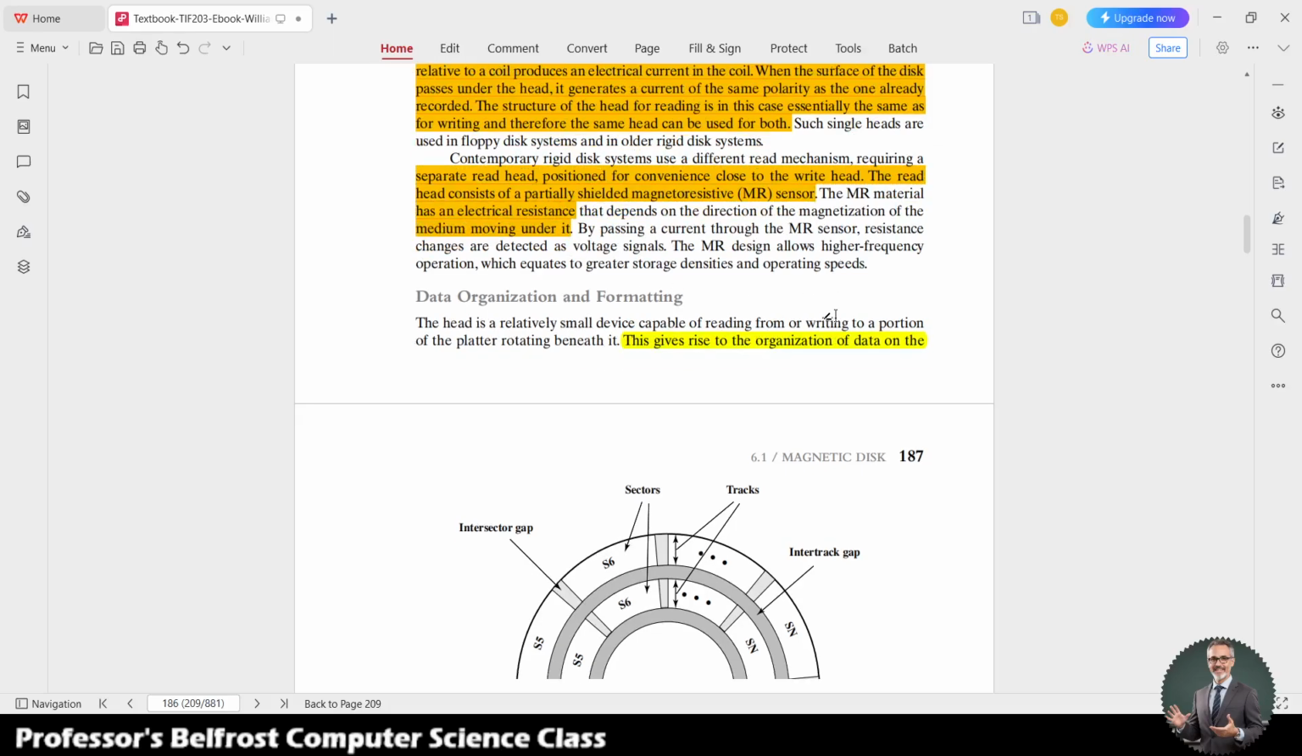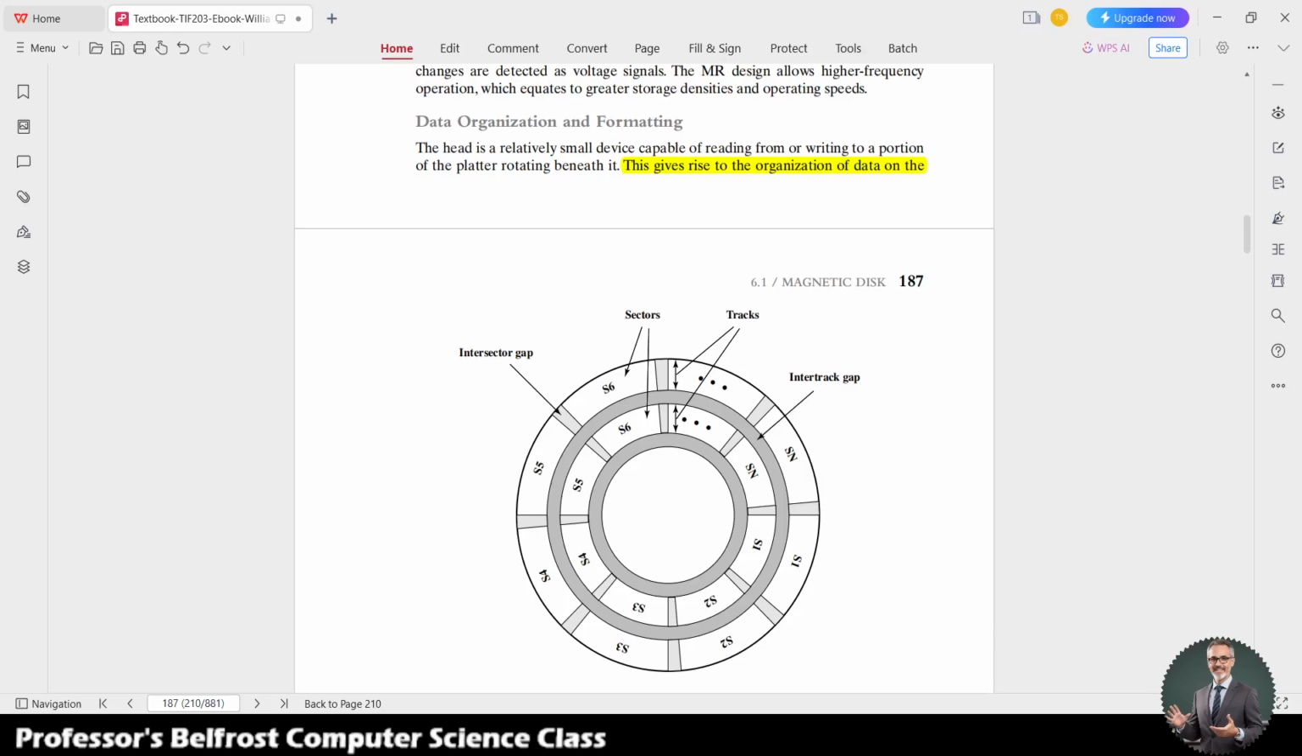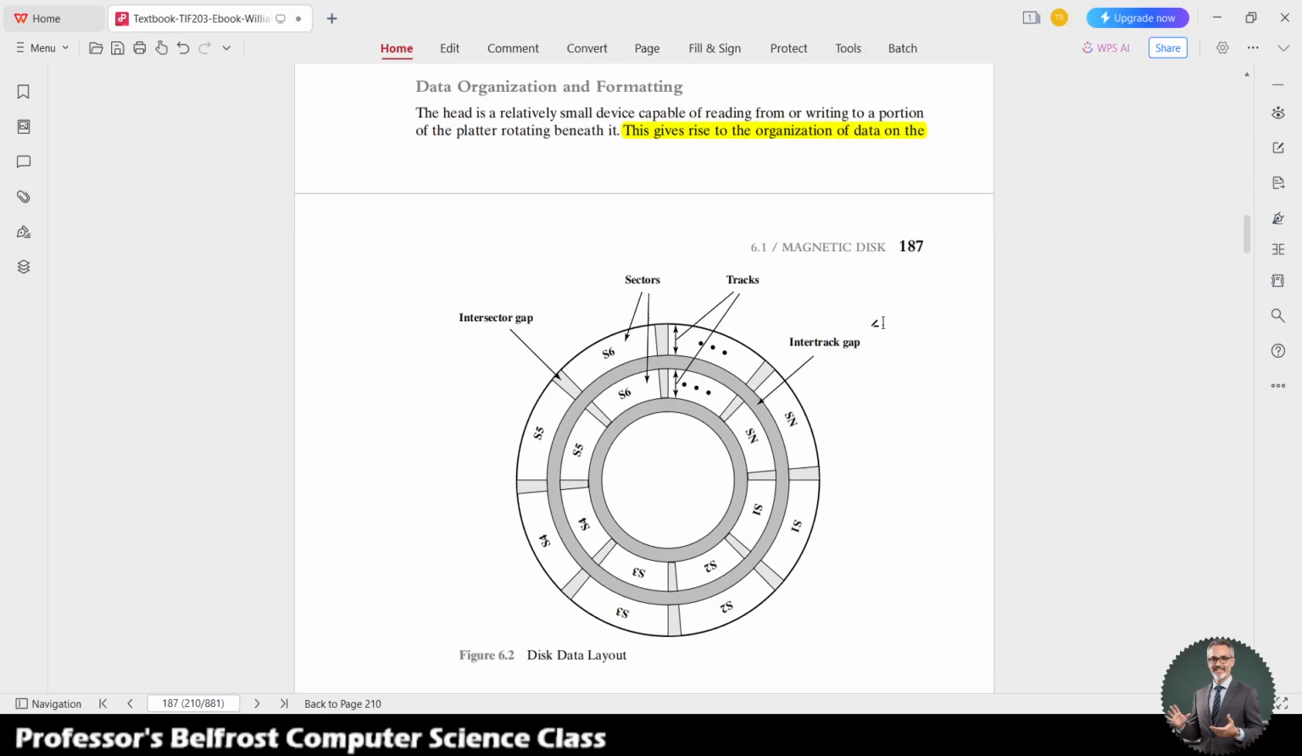So let's look at data organization and formatting. The head is a relatively small device capable of reading and writing.